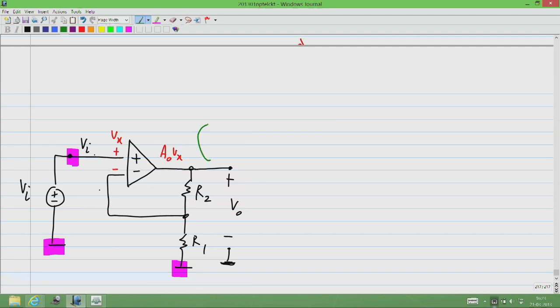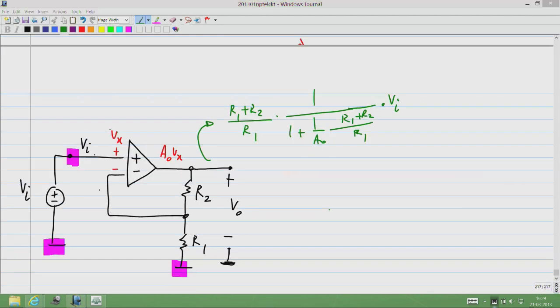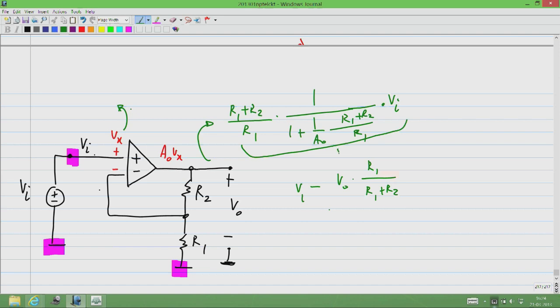So the output voltage V0, like I said, is (R1 plus R2)/R1 times 1/(1 plus 1/A0) times VI, that is the gain times VI. And this Vx, if you calculate, what was Vx? Vx is nothing but VI minus V0 times R1/(R1 plus R2), where V0 is this whole thing. So it is VI minus 1/(1 plus 1/A0) times (R1 plus R2)/R1 times VI.